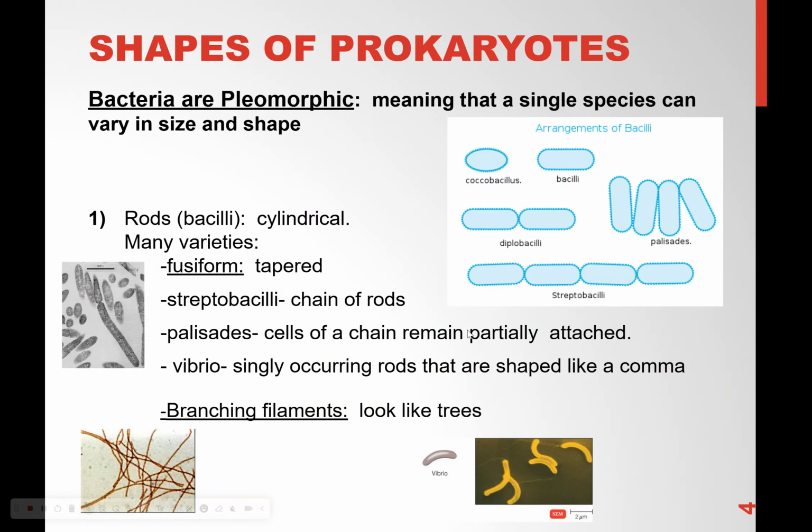So let's look at our different shapes of prokaryotes. This is going to be particularly important throughout the labs that we do. And it's a little bit of a different language, not too complex, just a couple of prefixes and suffixes to learn. Nothing crazy, I promise. But to start, it says up there that bacteria are pleomorphic. And you do want to know what we mean by pleomorphic. When we say pleomorphic, it means that a single species can vary in size and shape.